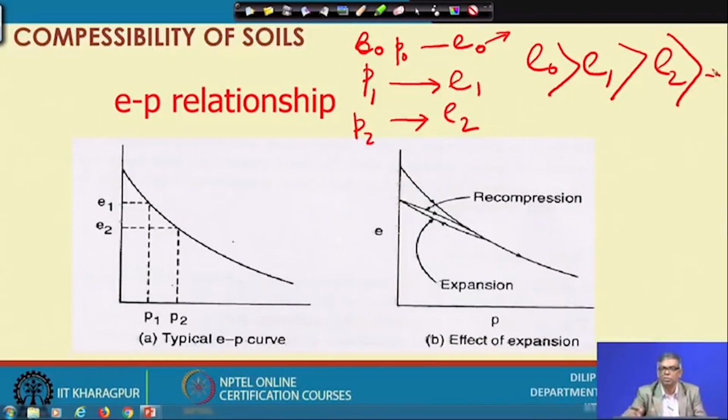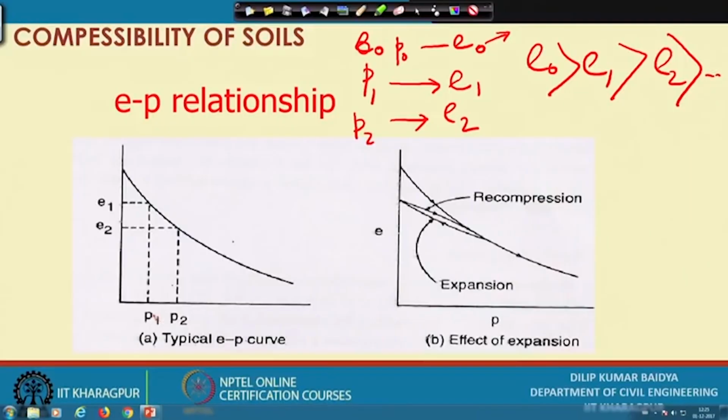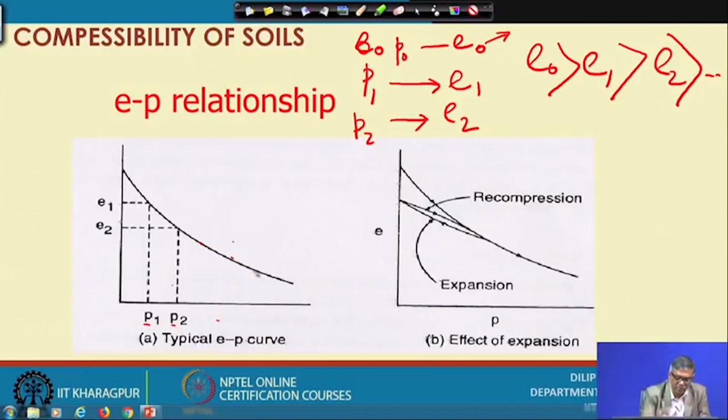So, if I increase load continuously, that means your void ratio will be decreasing, and the decrease of voids results in the compression. So, for different loadings, suppose P1, P2, like that, in a number of loadings, if I find out the void ratio and finally plot it in an E versus P plot, then typically we get a curve like this, an E-P curve. Suppose pressure P1 has corresponding void ratio E1, and P2 has corresponding void ratio E2. Like that I can draw a curve.